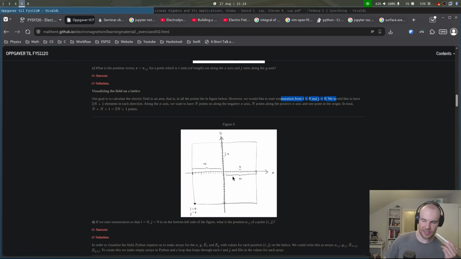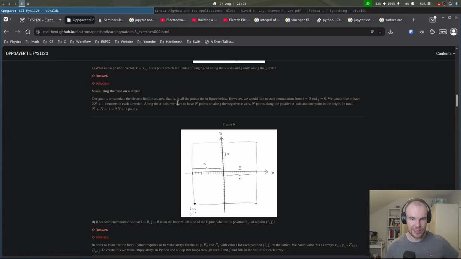So here we see the same idea. Of course, we want to start from i equals 0, and j equals 0. And we have 2n plus 1 elements, because they are between these, like pages, or what do you call it, fence, right? If I have 10 fences, the elements between are 9, right? Same with pages. So 2n plus 1 elements in each direction.